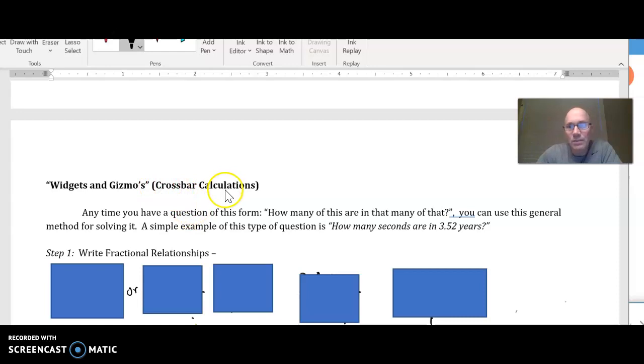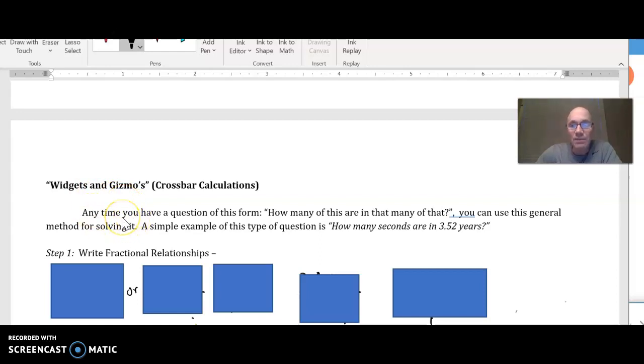So when I talk about this method, I generally use two different terms. I call it widgets and gizmos, but a lot of people will call it crossbars. I've heard some people refer to it as fences. But whenever you hear either crossbar or widgets and gizmos, that's what I'm talking about.